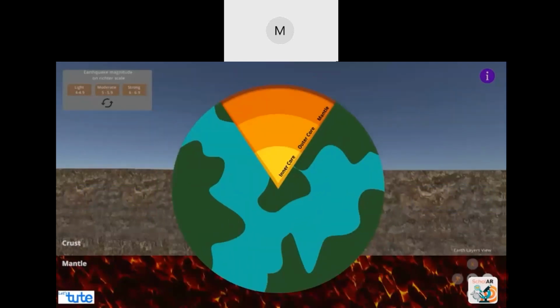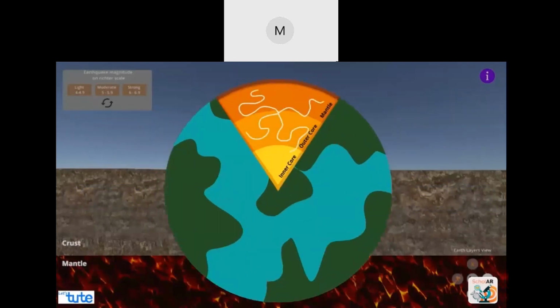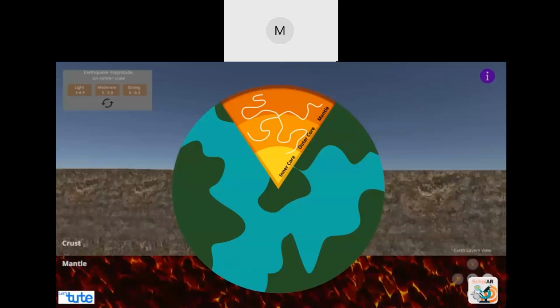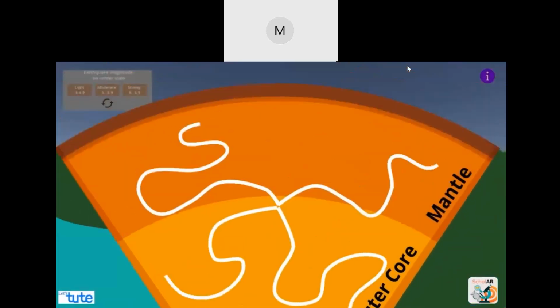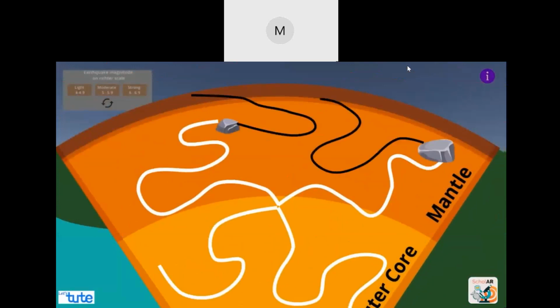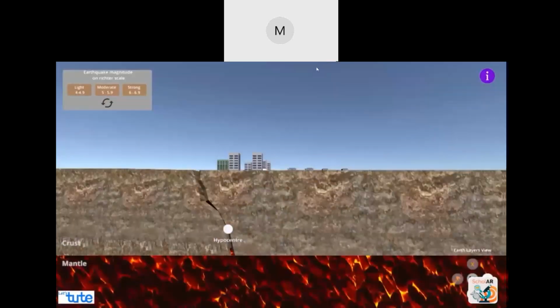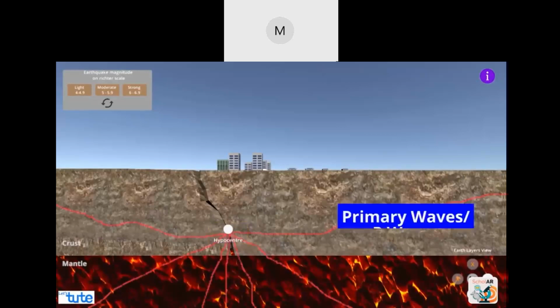Body waves are the waves that move through the interior of the earth, through the body of the earth, and hence the name. When these body waves move, they come across the surface rocks and generate the surface waves. Let's see in detail about these body waves and surface waves. From this point, that is the hypocenter, waves are released. These waves are called primary waves or P waves.